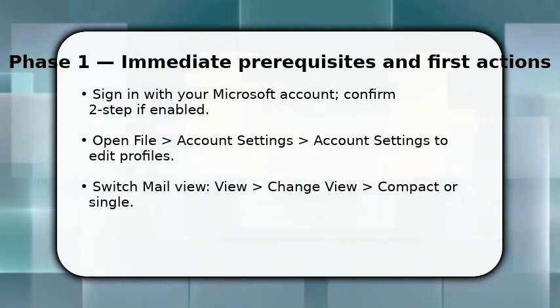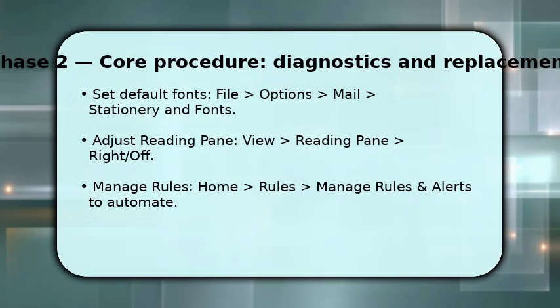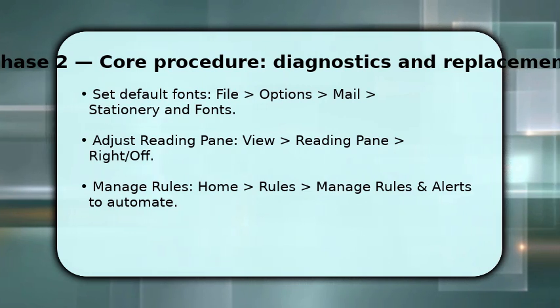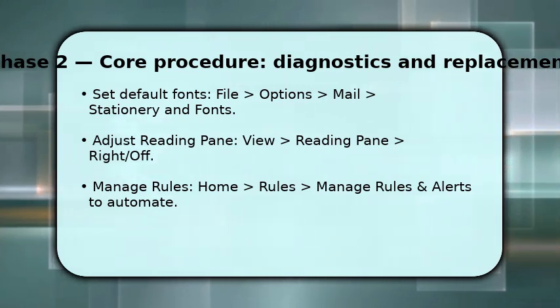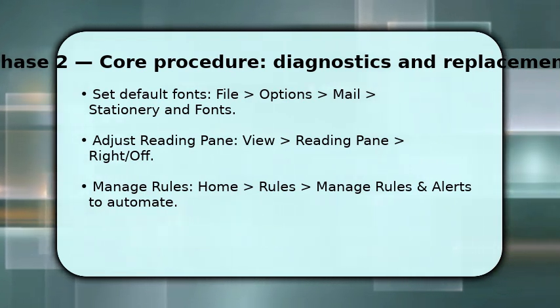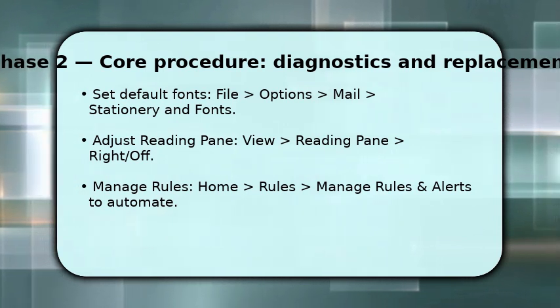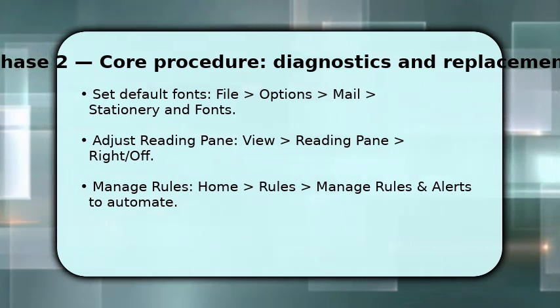Now you tailor how mail behaves and looks. Open File options Mail and pick Stationery and fonts to set default font, size, and reply style. This ensures consistency across messages. Then adjust the reading pane under View to right or off depending on preference. This affects scanning speed and privacy.